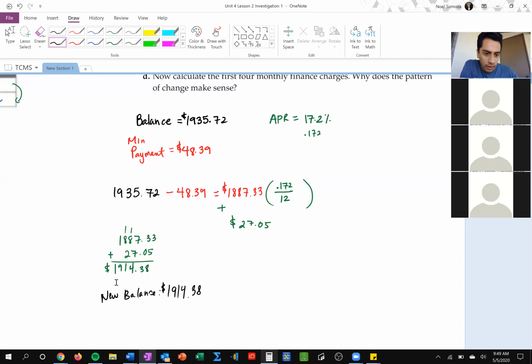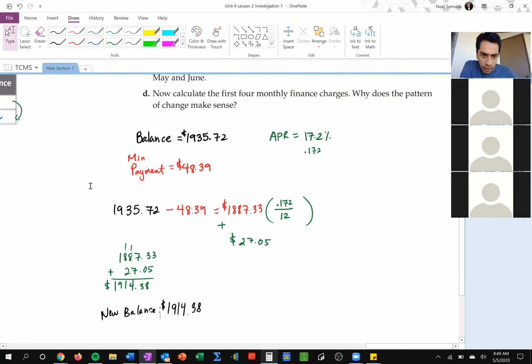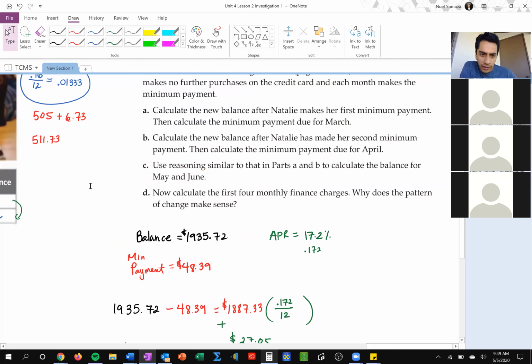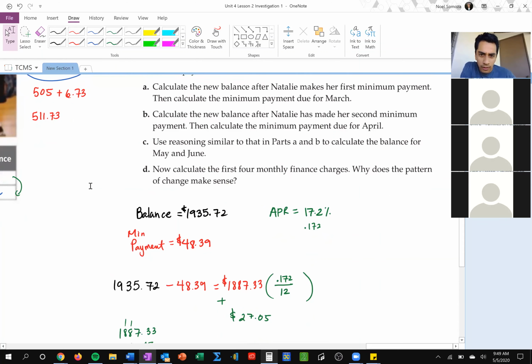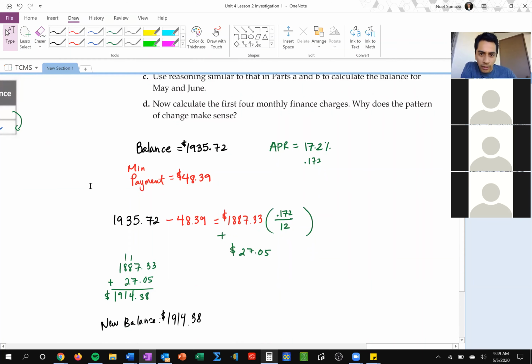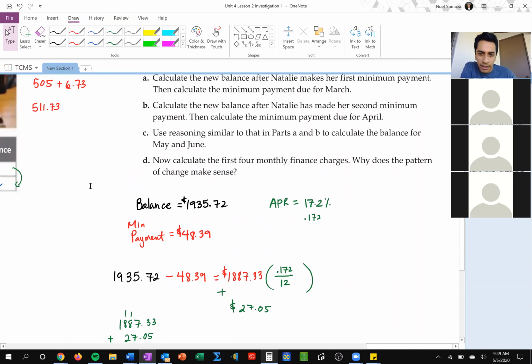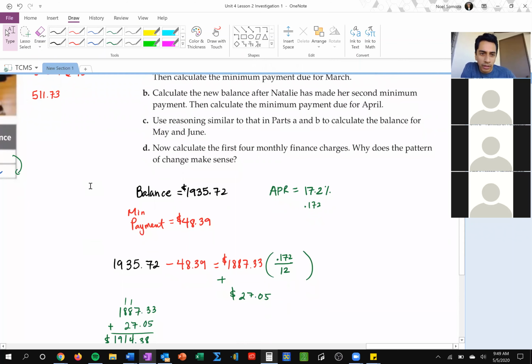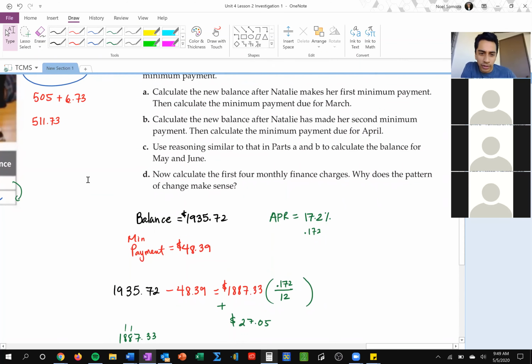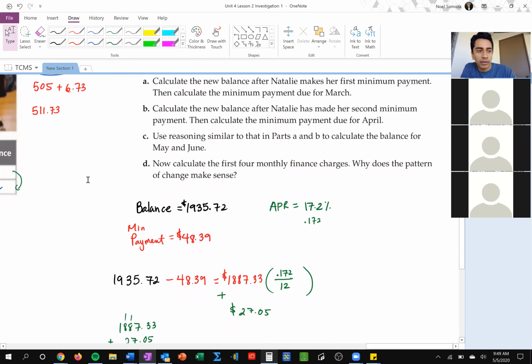All right, let's see what else they want us to find out. So calculate the new balance after she makes her first payment, which we did. So $1914.38. And then also calculate the minimum payment that's due for March. Find the minimum payment that she now has to pay. Remember, the minimum payment is always adjusted compared to how much you owe. The less you owe, the smaller the minimum payment usually becomes. Theoretically, that's how it should work.